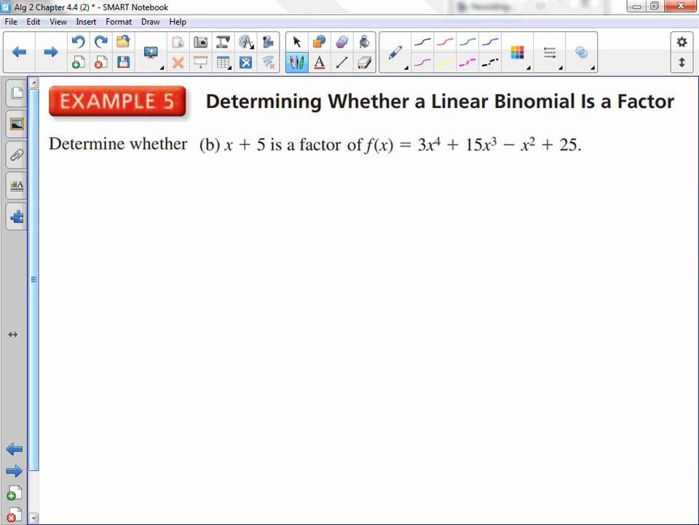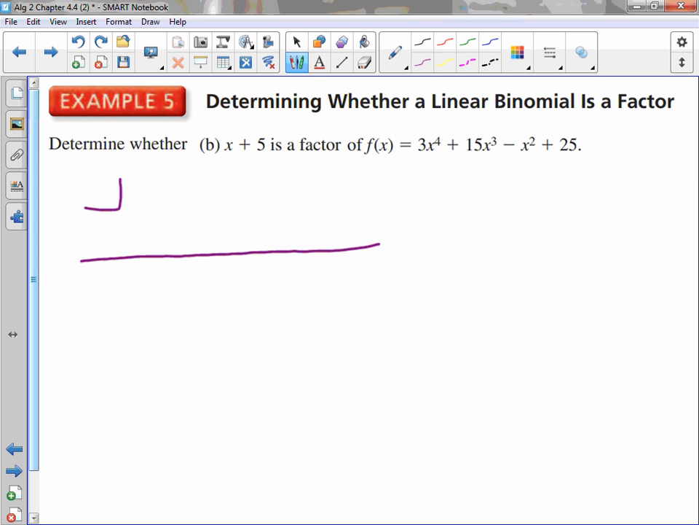So this one here, we want to determine if x plus 5 is a factor of 3x to the fourth plus 15x cubed minus x squared plus 25. So I can use synthetic division to see if this works, because when we use synthetic division, if I get a remainder of 0, then it is a factor.